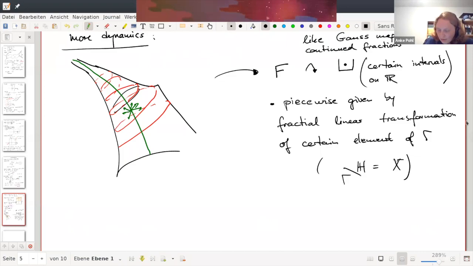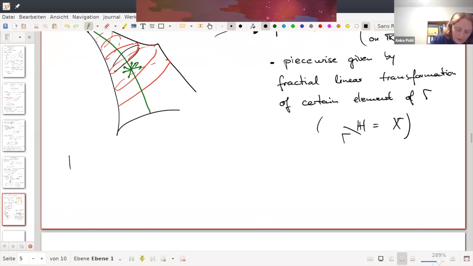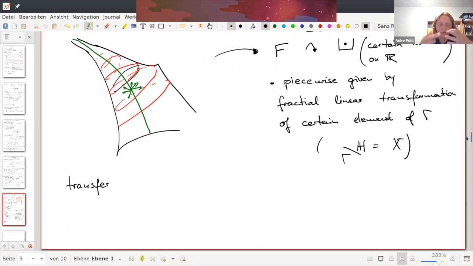So what do we get from that? When you have this map, pretend that this map is a discrete version of the geodesic flow. It's not fully correct, but it helps in thinking and it's almost correct. So with this map, we form a so-called transfer operator. And this looks like this.